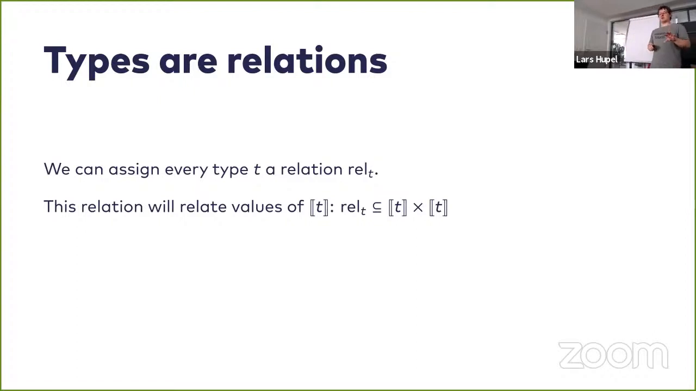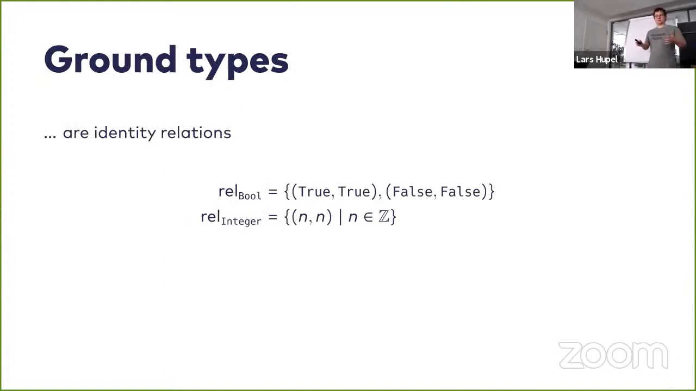And let's start out with ground types. So ground types are just very basic types, no type variables, no nothing. For ground types, these relations are identity relations. So if we look at the relation for bool, we just see that we relate true to true and false to false, right? So we don't do anything else. It's just basically like the identity function. It's nothing exciting going on. And for integers, for example, we just map 0 to 0, 1 to 1, and so on. Is that clear so far? Any questions up until this point?